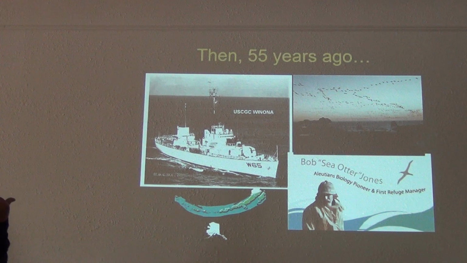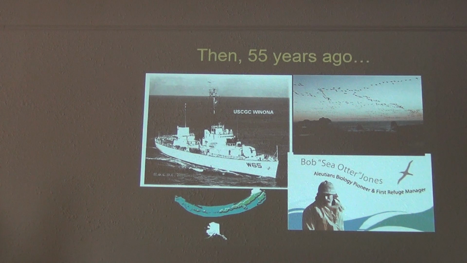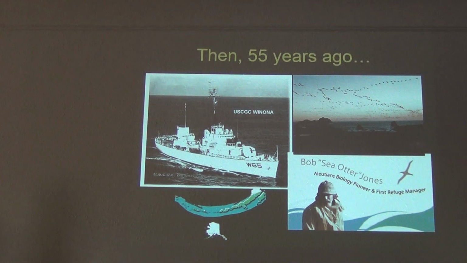So then 55 years ago, this guy down here in the bottom right, Bob Sea Otter Jones, who was recognized as the first refuge manager of what's now Alaska Maritime, the Aleutian Island Chain Refuge, gets the Coast Guard to drop him off on a rowboat because he basically said, well, I think these Aleutian geese are still out there somewhere. And I think they're out on this one little island that's sort of off by itself, really rugged. Ships can't get there. So the Coast Guard drops him off, he rows to shore, and sure enough, he finds what's about the last 700 geese in 1962. 700 to 800.